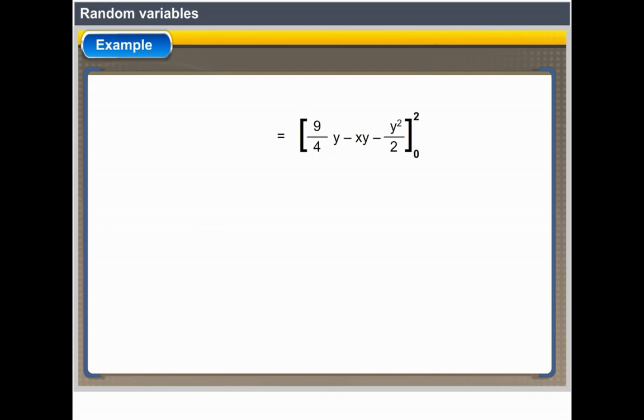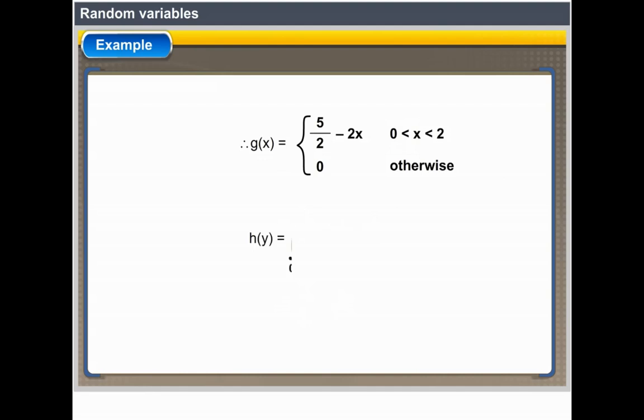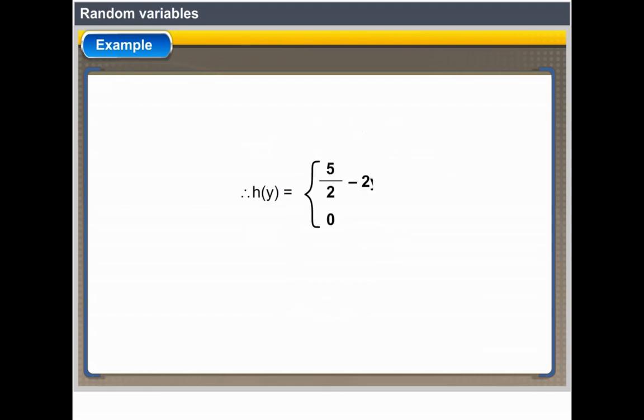Then, after substituting the limits, we get 9/2 minus 2x minus 2. After simplifying this, we get 5/2 minus 2x. Therefore, g(x) equals 5/2 minus 2x for 0 < x < 2, and 0 otherwise. h(y) equals the integral from 0 to 2 of (9/4 minus x minus y) dx. After integrating this function, we get 9/2 minus 2y minus 2. Therefore, h(y) equals 5/2 minus 2y for 0 < y < 2, and 0 otherwise.